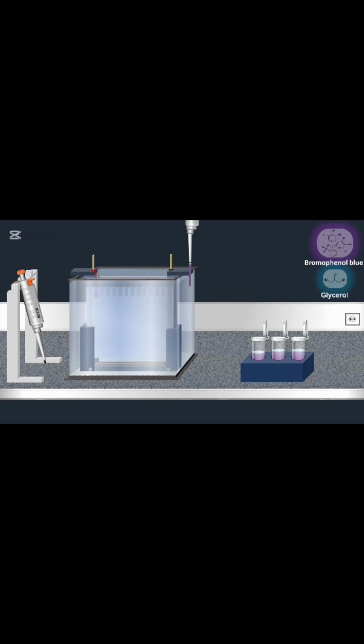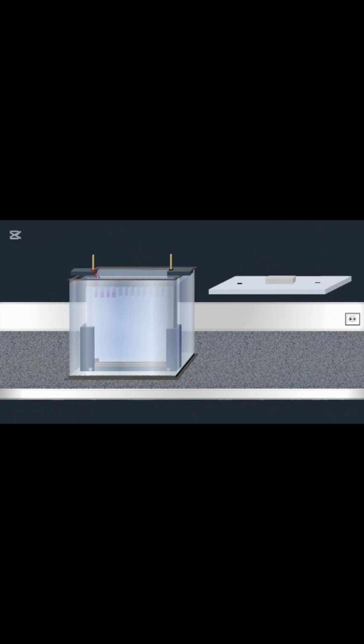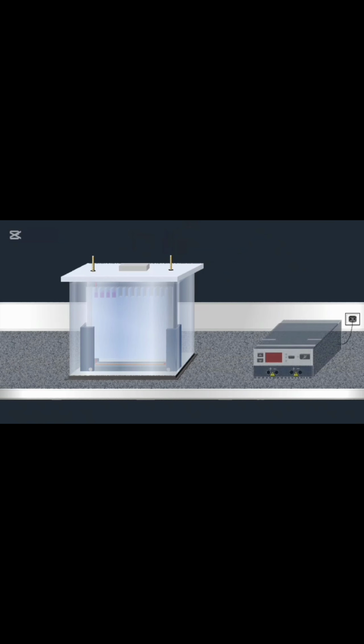Each sample is pipetted into its own well in the gel, and as we have seen previously, bromophenol blue and glycerol are present in the sample. Bromophenol blue is a dye that is used for visualizing the sample in the well, and glycerol increases the density of a sample and is used to make the sample sink to the bottom of the sample well rather than just float out and mix with the running buffer.